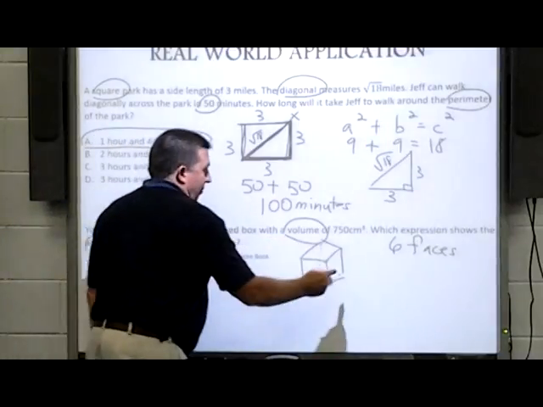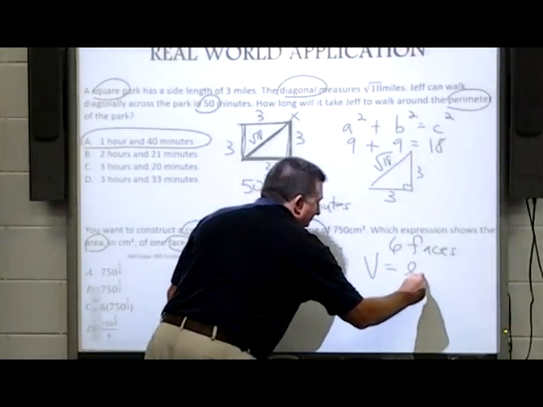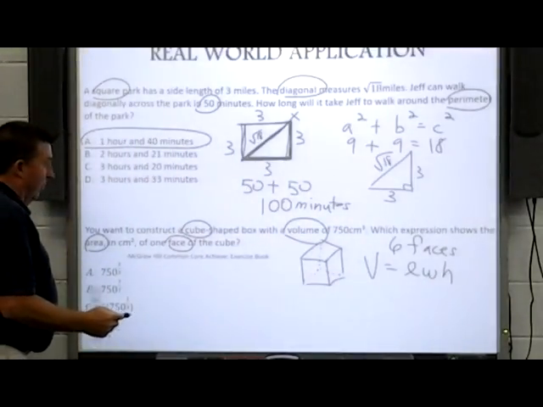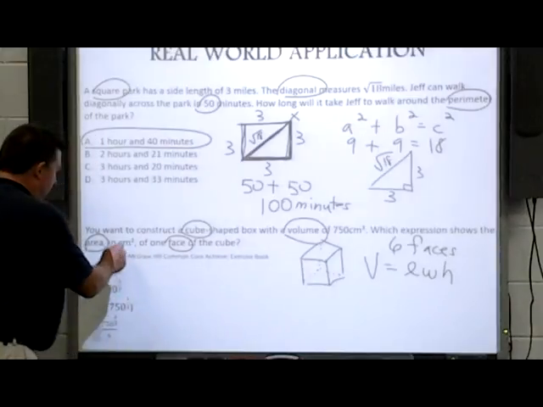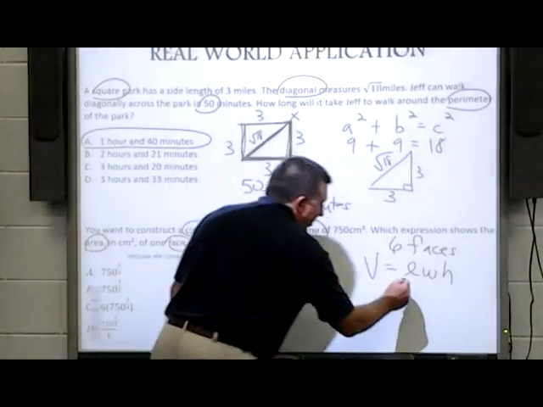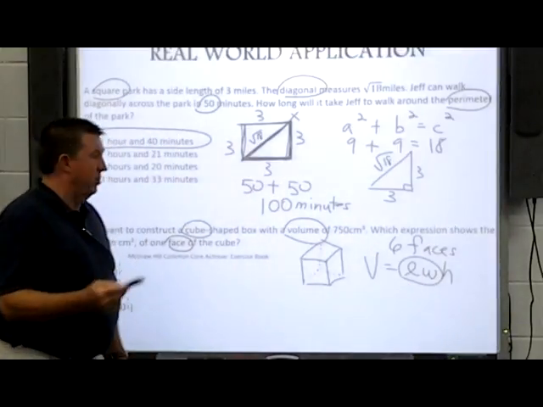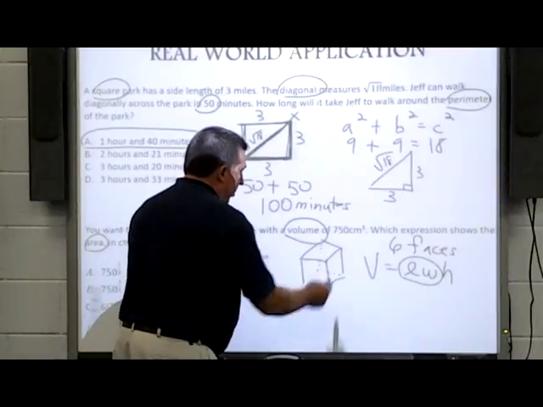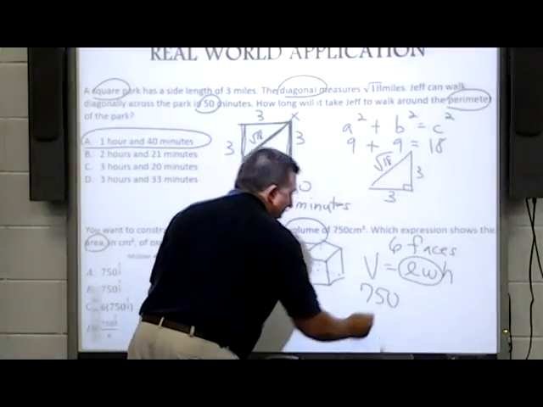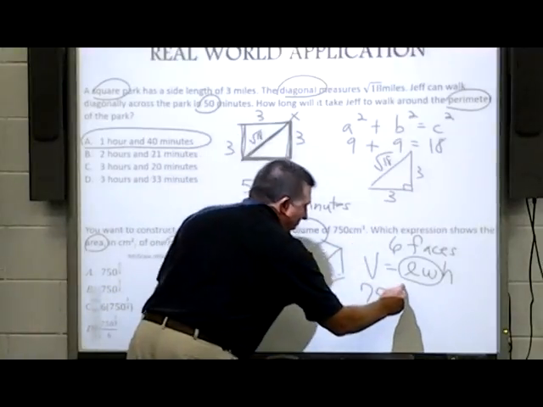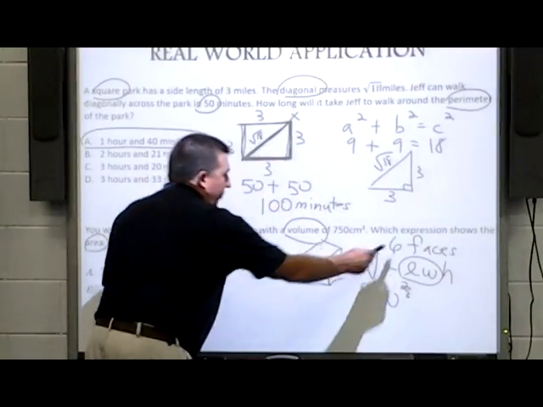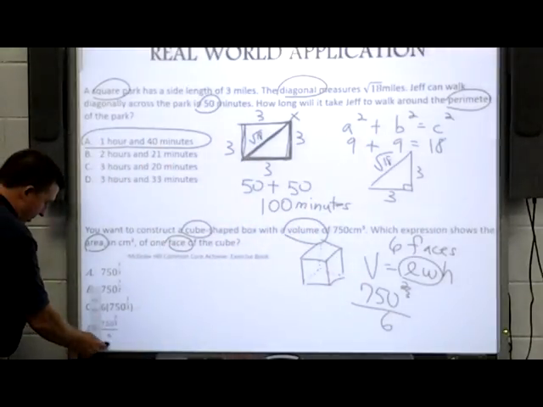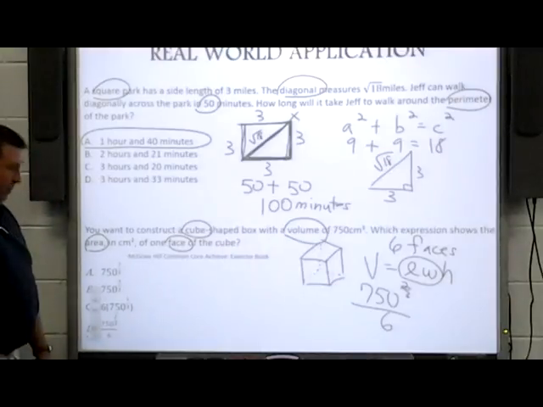So if the volume is 750, to get the volume, you multiply the length times the width times the height. So the area would be the length times the width. So that takes up 2 parts out of 3. So if you're looking for one of the faces, you want to take that 750, and instead of having 3 parts, you only got 2, that's 2/3. And if you got 6 faces, you divide it by 6, and that would be answer D.